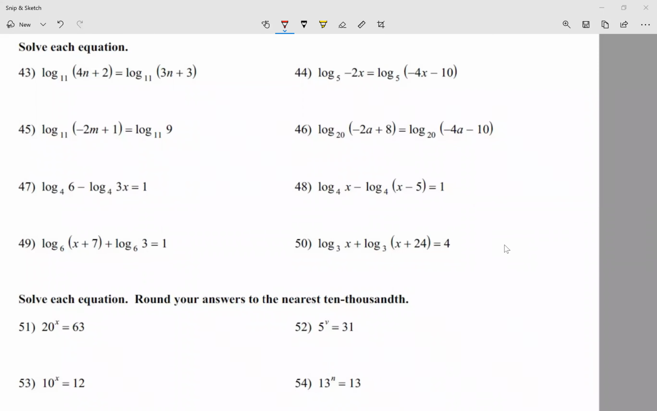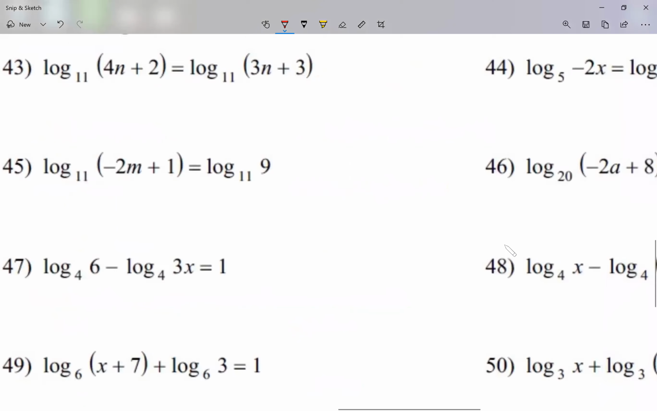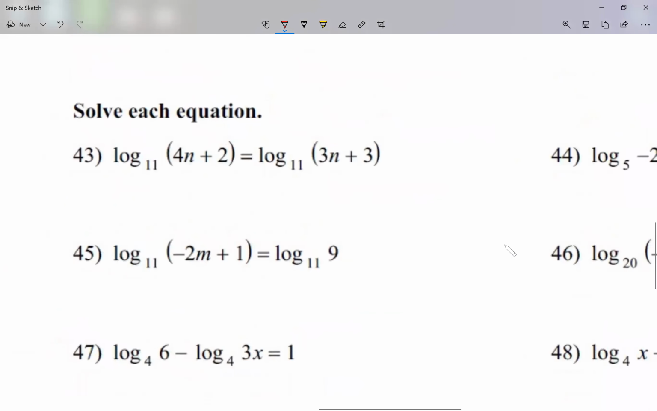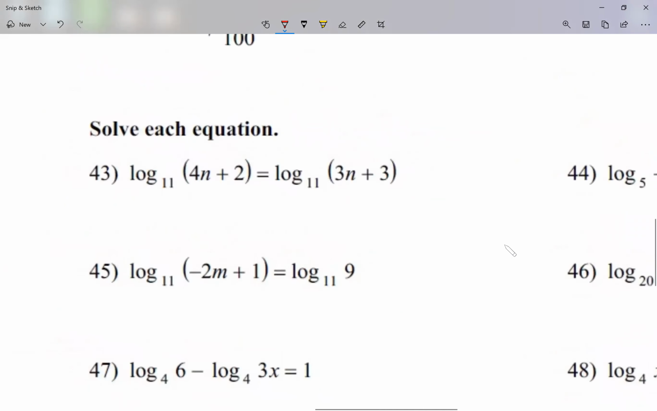All right, so we're going to be looking at questions 43 to 50. We're going to be solving using logarithms. Now, there's two types of cases we're going to see. Looking at 43 through 46, let me just zoom into here. You're going to see the word log, the same log on both sides of the equal sign. Like I said, that's one of the cases.